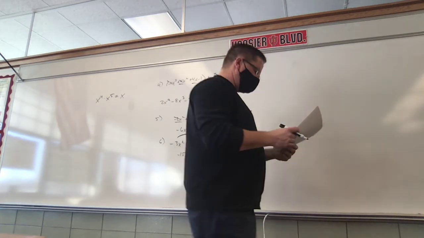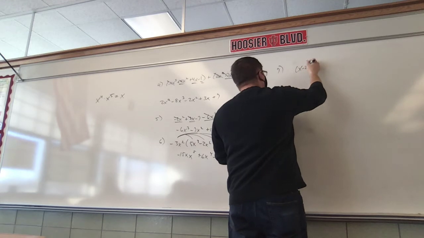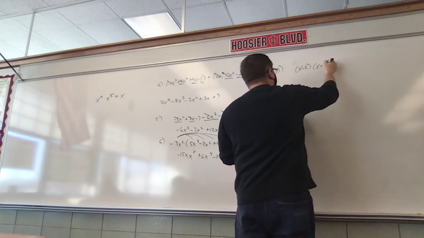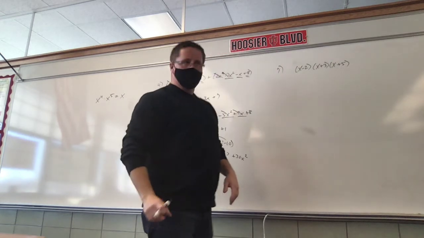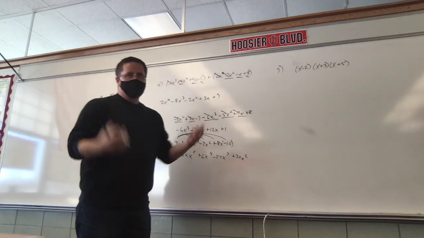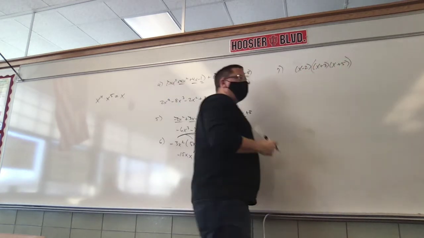Okay. Number 7. Find the product. That means we multiply x minus 2 times x plus 3 times x plus 5. How do we multiply 3 things at the same time? You can't. It's impossible. And which 2? It doesn't matter. I'm going to do the last 2 first. Okay? Let's FOIL this thing out.